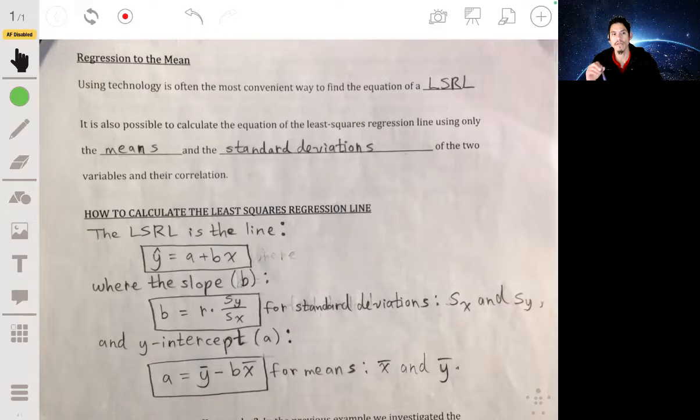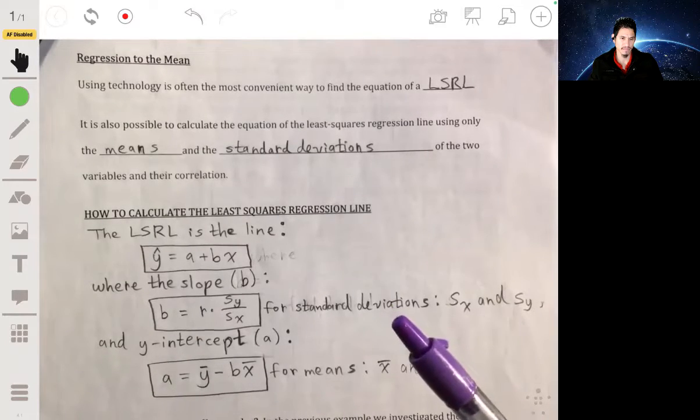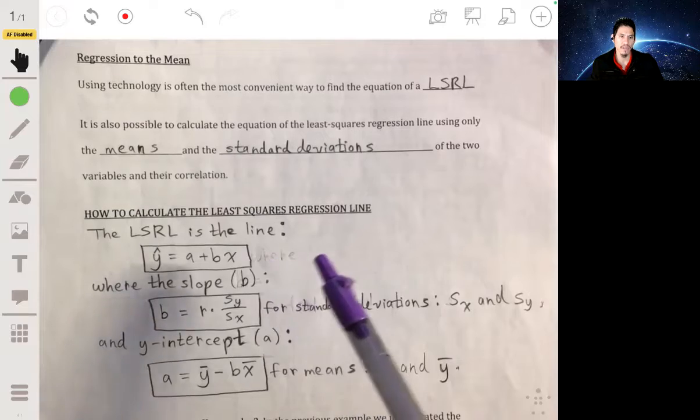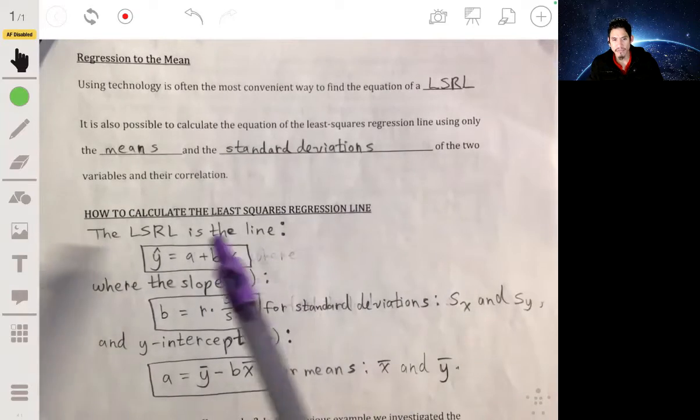All right, what we're going to go over in this video is another way to figure out the equation of the least squares regression line without just punching a bunch of x, y values and data points into your calculator. That's because you can actually find the equation of the least squares regression line with the values of the standard deviations, the means, and the correlation coefficient r. So let's see what we've got here.